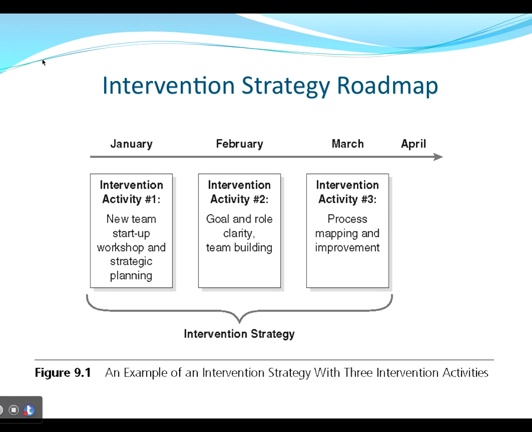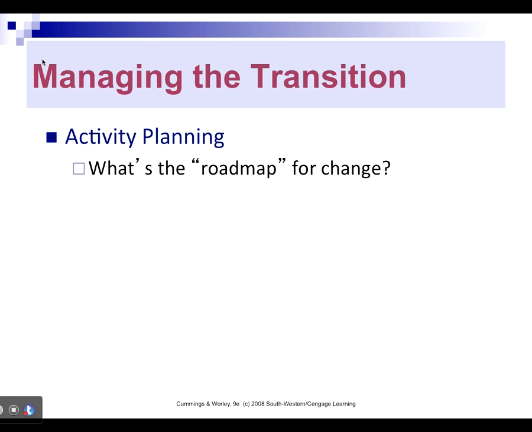So, for example, the idea of having an intervention strategy rather than just an intervention activity. Most interventions are really made up of multiple things that you do rather than a one-time thing. And so your intervention strategy might be something like the example here in the figure, in which we're going to do 3 activities. We're going to have a new team startup workshop and do some strategic planning. Then we're going to have goal and role clarity and team building. Then we're going to do some process mapping and improving. Whereas the overall goal may have been activity 3, it's important that we recognize that we must do activities 1 and 2 before we could even get to 3. So the intervention strategy includes all 3 activities, more so than just one particular activity, right? So this is that first step of activity planning.